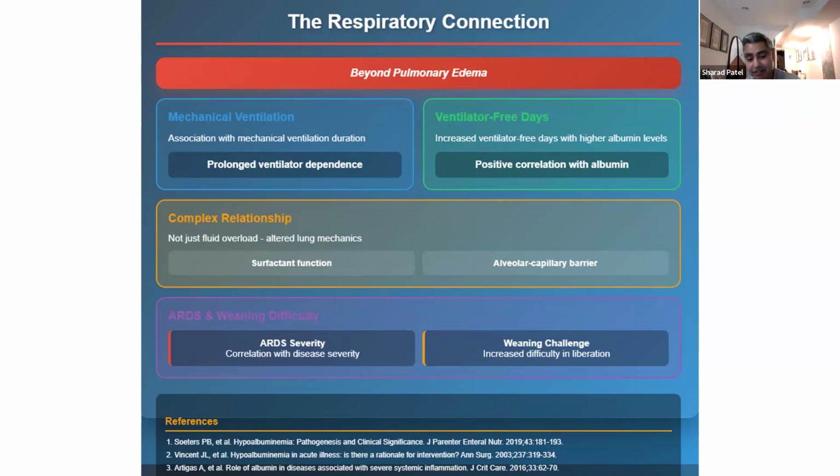There's the surfactant function. Albumin affects surfactant as well. As we know, when surfactant is reduced, you're going to have worsened alveolar capillary barrier function, so your predisposition to capillary leak will be higher. And so at any given point, your predisposition to ARDS will be higher. ARDS severity is high with hypoalbuminemia, and in the same way, ARDS may also contribute to hypoalbuminemia.